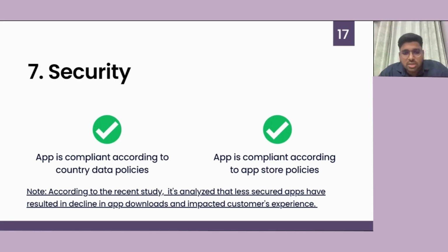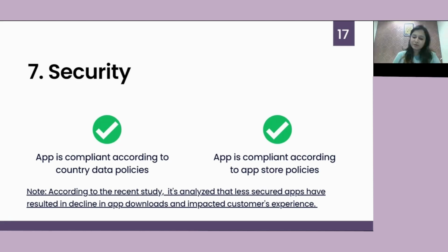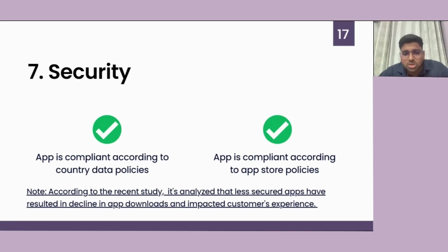Suppose you install some app and Google Play Protect shows it as unsecure, because Google Play Protect is a known mechanism. Would you download that application? Definitely not. I won't get the confidence to proceed with that solution. So security plays a major role, and there are multiple mechanisms available on the Play Store and the Apple Store to check, including the country data policies.